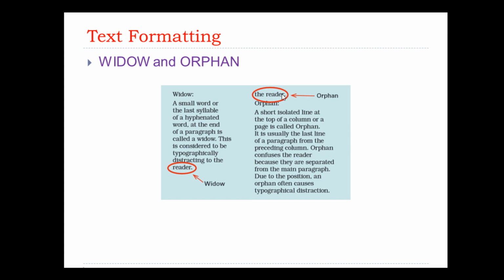So here we saw two terms, widow and orphan. Widow is a small word which is appearing at the end of a paragraph, which can typographically distract the reader, and orphan refers to a short isolated line at the top of a column or a page, which is normally separated from the main paragraph. It also causes distraction to the reader because it is kept isolated from the main paragraph. That's all regarding text formatting.